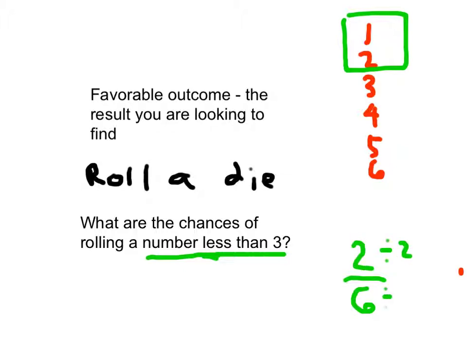Now again, we should be expressing probability in simplest form. So the chances of rolling a number less than 3 are 1 out of 3, or 1/3.